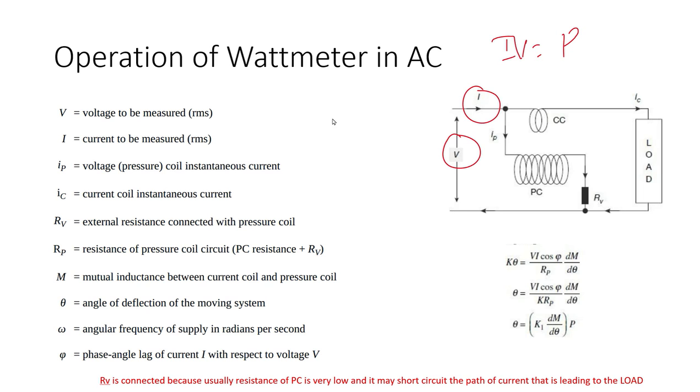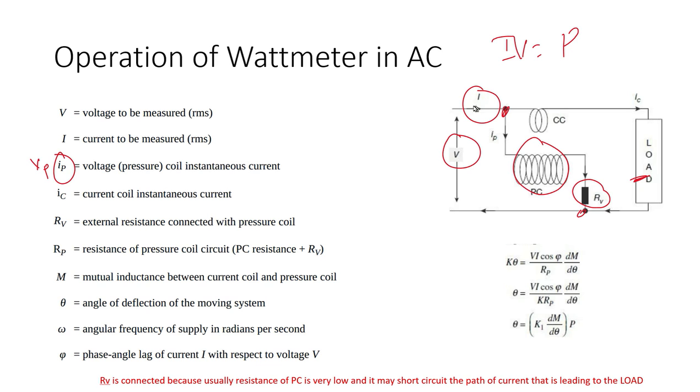Now IP is the current that is actually across this potential coil, this one. Why is it called the potential coil? Because it is connected across the load. Now this RV is connected with this potential coil, because this can be VP as well. It is connected here because the resistance of this potential coil is very low.